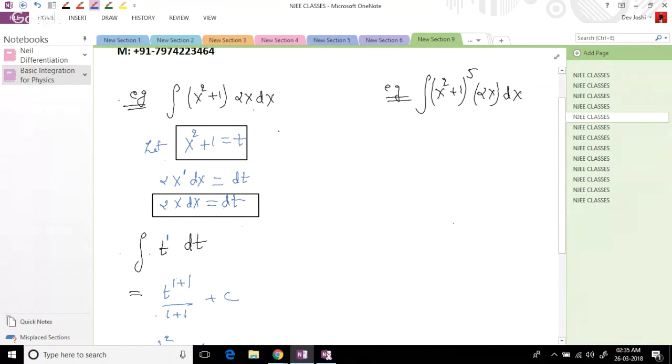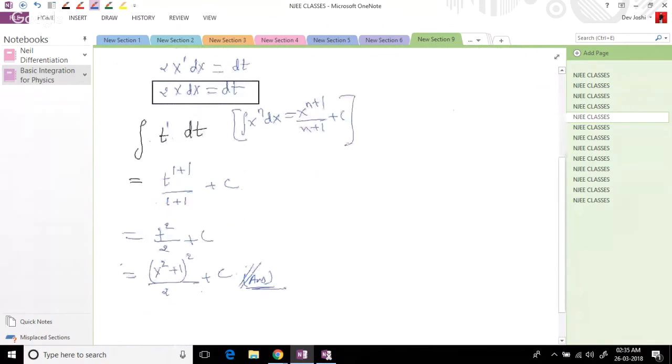That can be easily solved by simply applying the formula: x to the power n dx is equal to x to the power n plus 1 upon n plus 1, the very first form. So t to the power 1 plus 1 upon 1 plus 1. That is t square by 2 plus c. That is x square plus 1 whole square by 2 plus c. Correct?